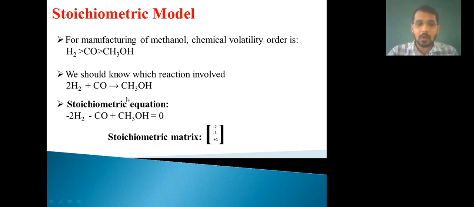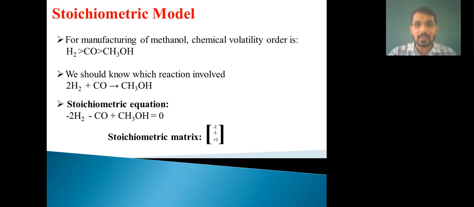After that, just form the stoichiometric equation. For the stoichiometric equation, I am taking the reactants to the other side, meaning the left-hand side reactants are moved to the right, and the equation is put equal to 0. The final equation will be like this: minus 2H2 minus CO plus CH3OH is equal to 0. Just observe the stoichiometry of this equation: the coefficient of H2 is -2, the coefficient of CO is -1, and the coefficient of CH3OH is +1, that is equal to 0.